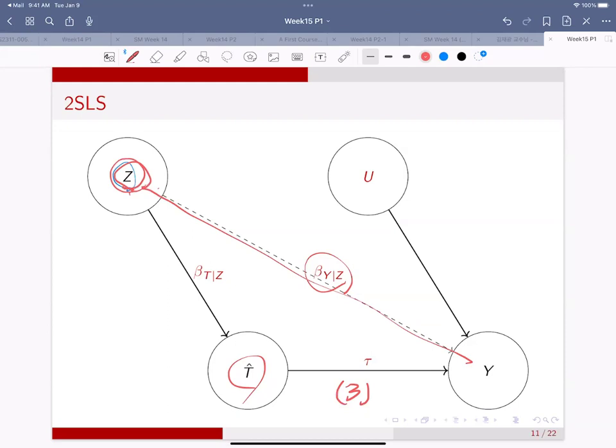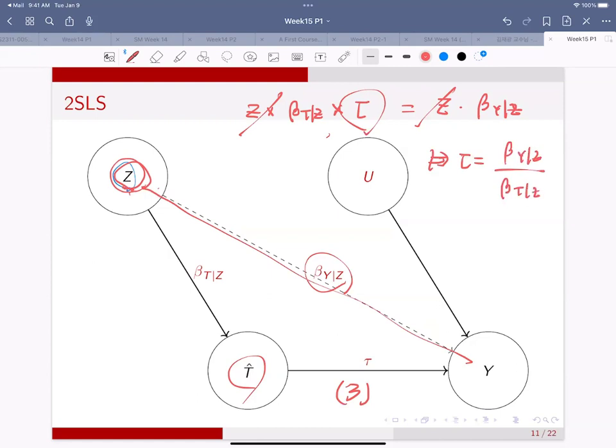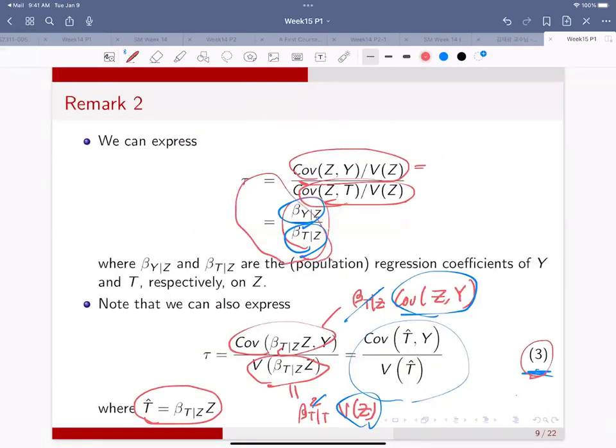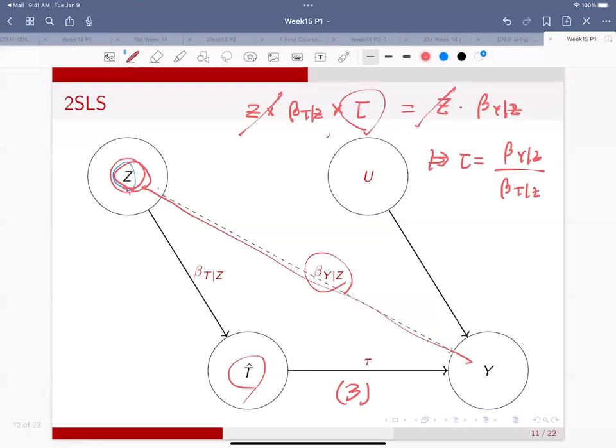So that means Z times beta T hat Z times tau should be equal to Z times beta Y and Z. So that basically means tau is beta Y given Z divided by beta T and Z, which is exactly what we showed, what we started with here. So that's a really nice way of explaining two-stage regression here. I thought that's very interesting.